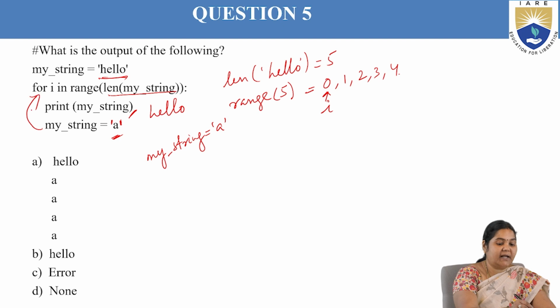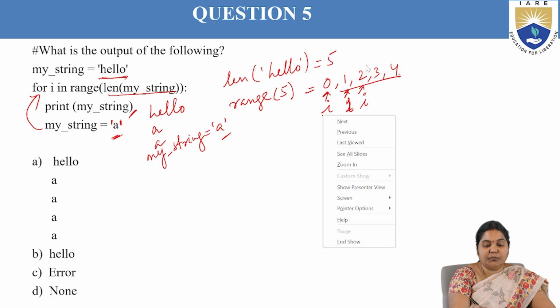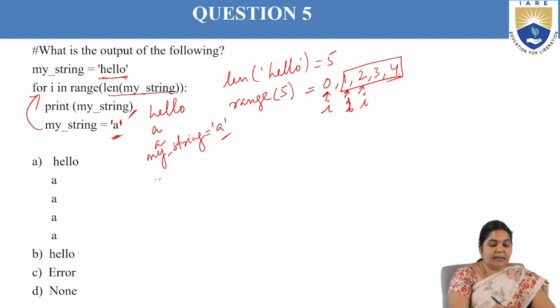When it goes the second time, the i value becomes 1. Print my string again, you are telling. So what is there in my string? A is there. So next time A will be printed. Again my string is updated with A. Next time i becomes 2. Now print my string, A will be printed. So how many times will A be printed? 4 times. First time hello is printed. Next 4 times A will be printed.